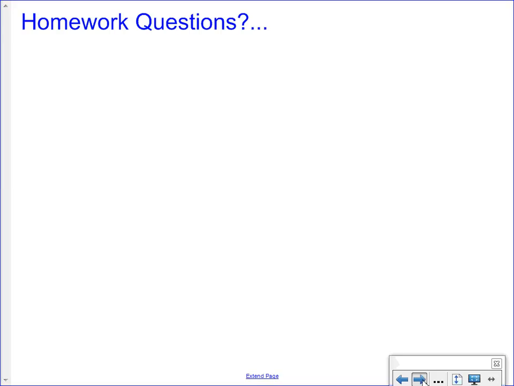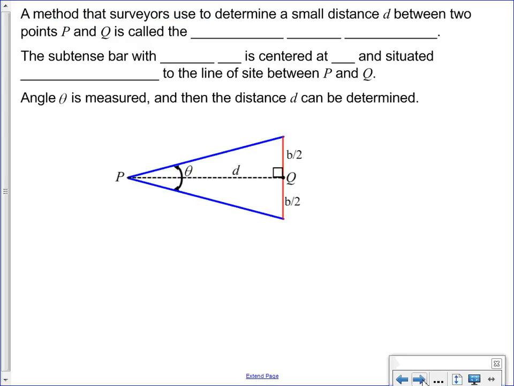One method surveyors use to determine distance is called the subtense bar method. If you go to surveyor school, you'll probably see this again. If you don't, you'll probably never see this again. It's okay. All I'm doing is giving you tools, and then you have to figure out how to use the tools. That's what we do with everything. Here we go.